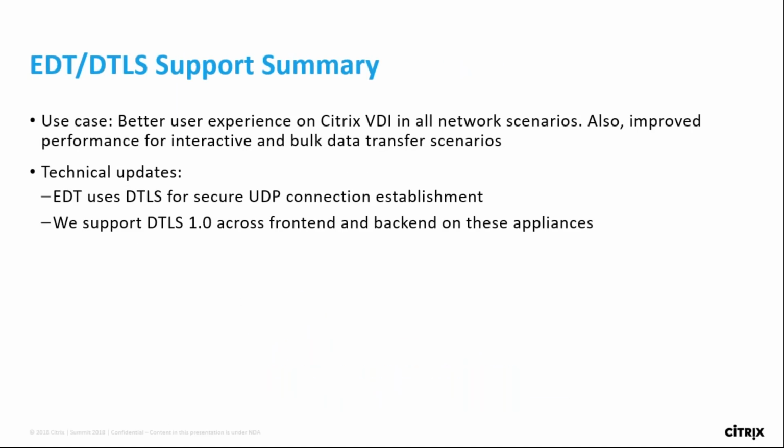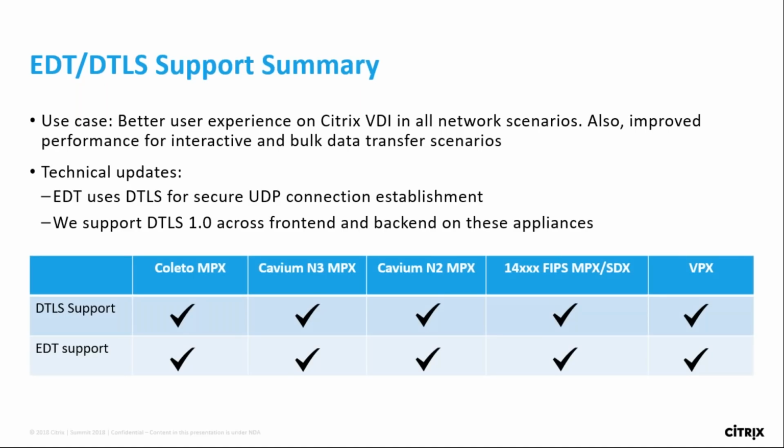So quickly, let me run through the ADT DTLS support summary. This ADT uses DTLS for secure UDP connections. Today, we have DTLS 1.2 support across all the front-end and back-end on the different appliances. And what are these appliances? Here is the list. What new have we added? ADT support on the Colito MPX was missing. By adding that support, now the complete stack is full.